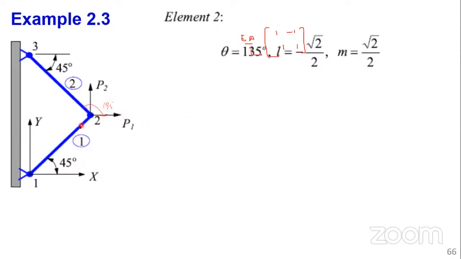So it doesn't matter if, for element 1, node 1 was here and node 2 here, we would have started at node 1. This is the horizontal x-axis, and then we read all the way like this, because we go from node 1 to 2. That's the sign convention.